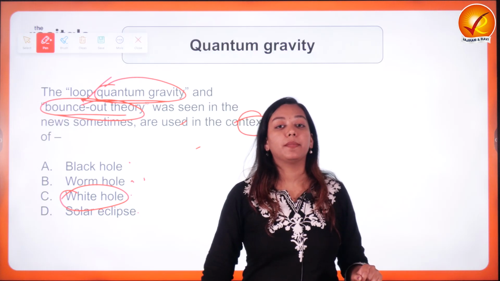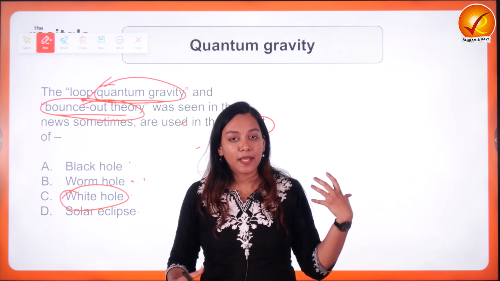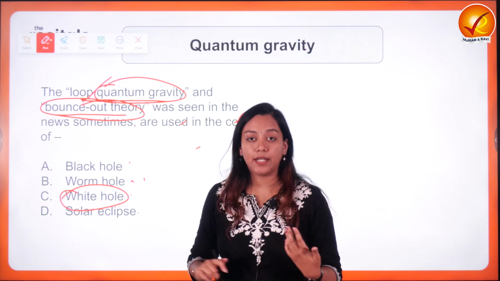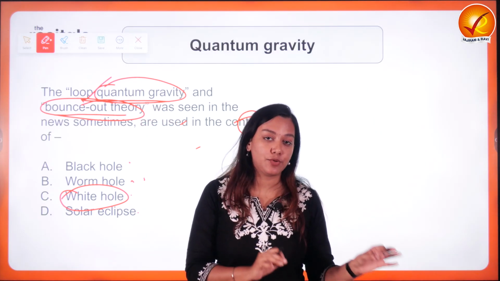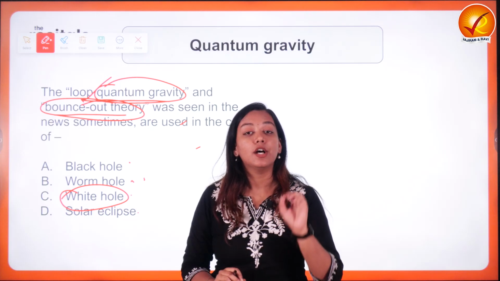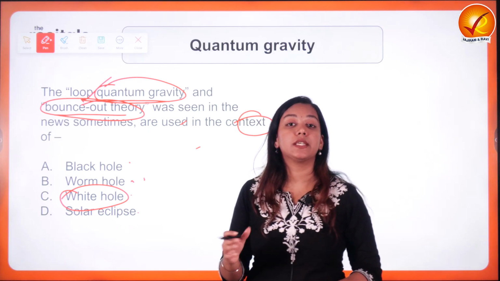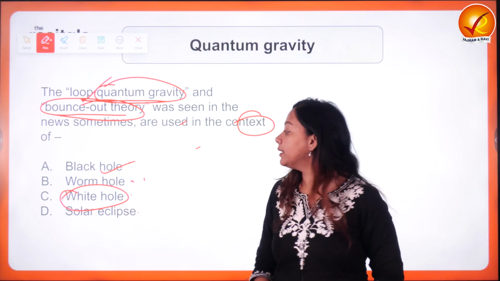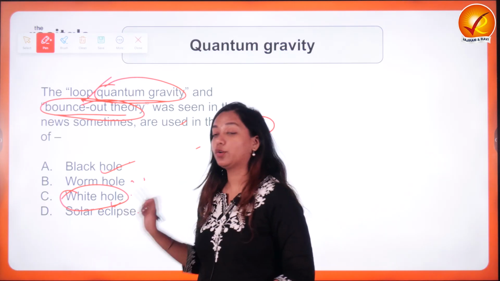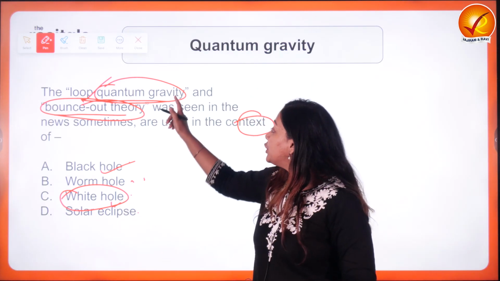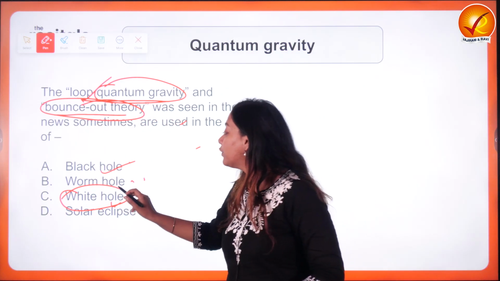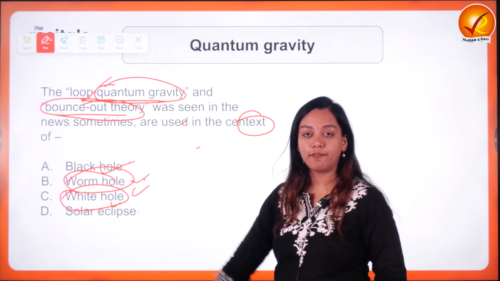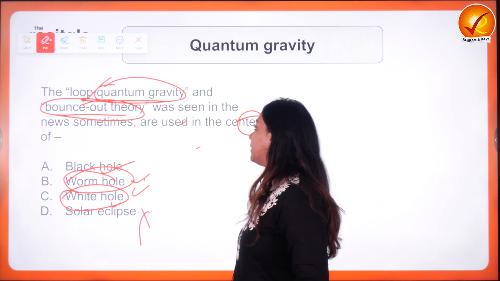And please also remember that while we know that some spaces in the vicinity of the black hole might be following the quantum gravity, it is not declared conceptually yet. So it is only theoretical. So we also are looking for something which is theoretical in nature. Black hole is not theoretical. It is a practical thing. We have already seen it. So it is followed in the case of white hole. You should also remember that these 2 theories will also work in favor of wormhole. Okay, so these 2 are the correct answers. Fine, solar eclipse you would eliminate.